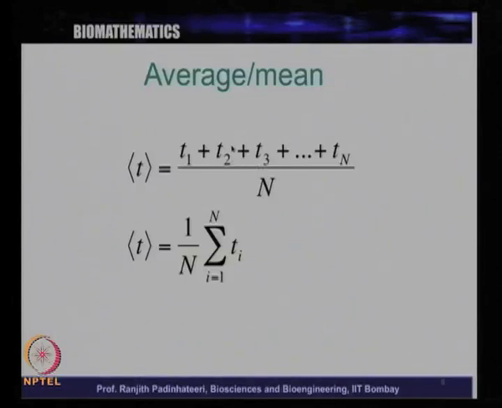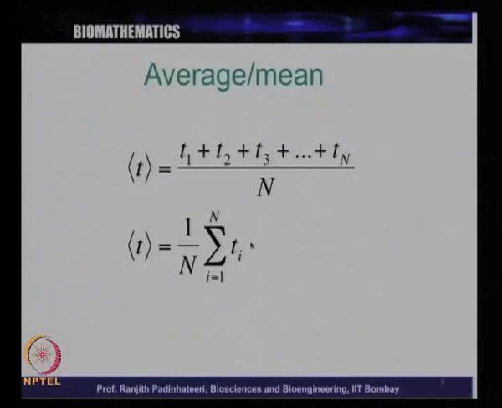and divided by n. This can be written mathematically using this symbol called sum, sigma. So, this is capital sigma. So, sigma i equal to 1 to n means you do this sum, Ti will vary, i will vary from 1 to n.